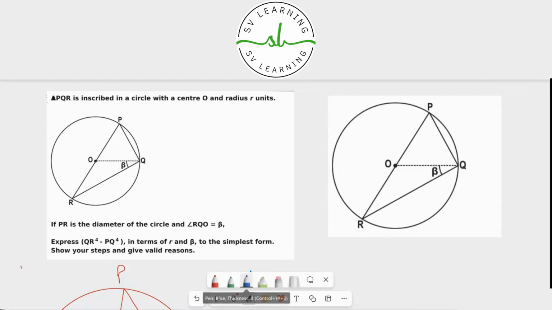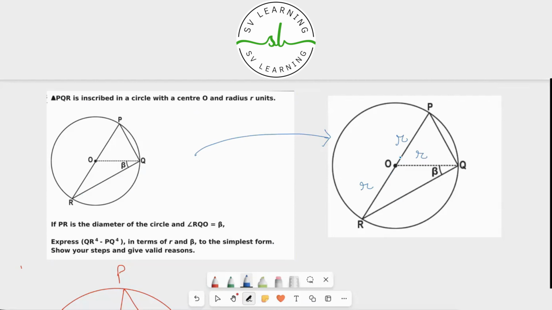Children, this competency-based question from trigonometry. Let us have a look. Triangle PQR is inscribed in a circle with center O and radius R. So let's say I enlarge the figure to the right and just marking the radius.